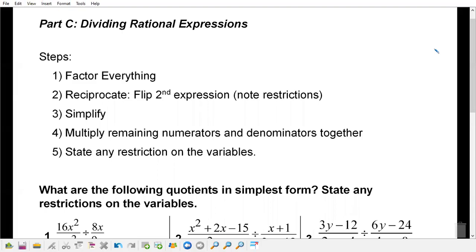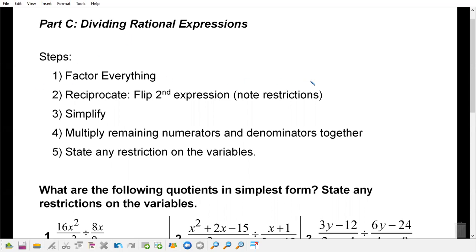All right, so part C is dividing rational expressions. So we're going to factor everything. We reciprocate, which means we're going to flip the second expression. Okay, then we simplify, multiply remaining numerators and denominators together, and state restrictions.